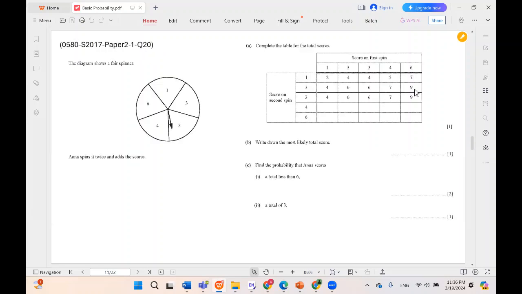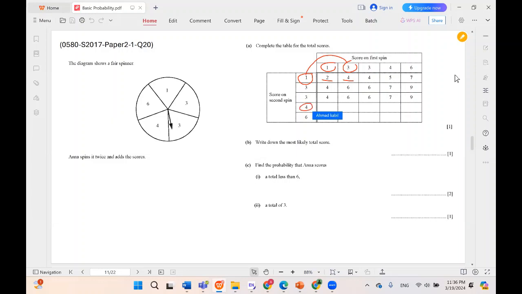The diagram shows a fair spinner. Anna spins it twice and adds the scores. Complete the table for the total scores. So here, to calculate the total scores, you simply add the row and the column. So 1 plus 1 gives us 2. 1 plus 3 gives us 4, and so on and so forth. So here we have 4 plus 1.